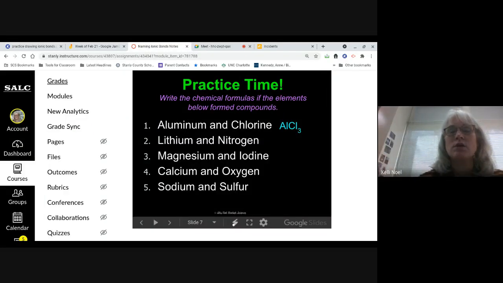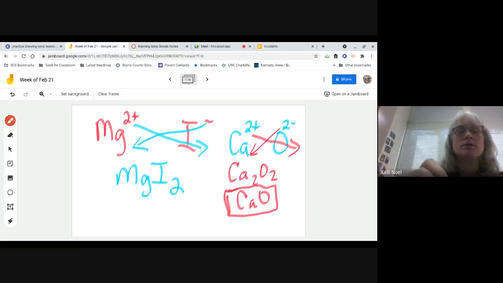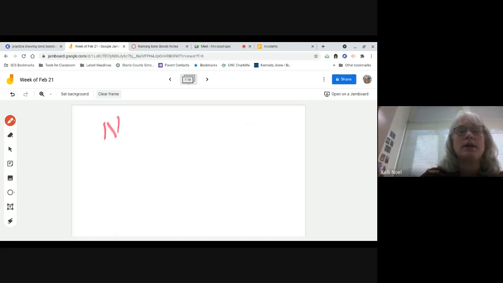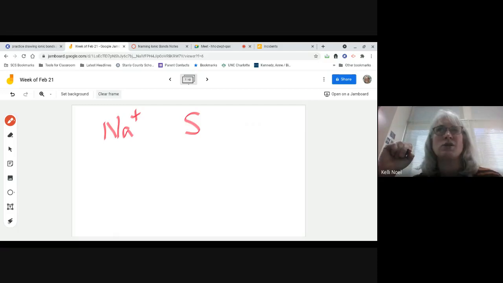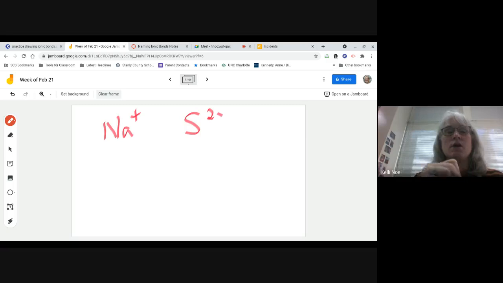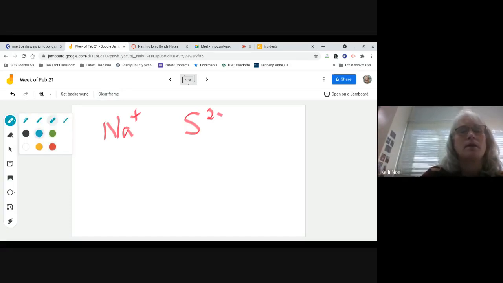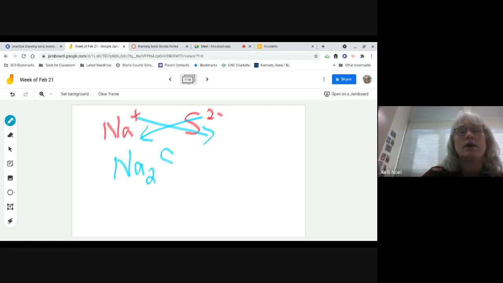What's the last one? Sodium and sulfur. So I'm going to go back. I'm going to clear this. Sodium is Na plus. Sulfur is with oxygen, so it's a 2 minus. And so when I crisscross here, all right, my 2 is going here, my 1 is going here. I've got Na2S. We don't put a number for 1.